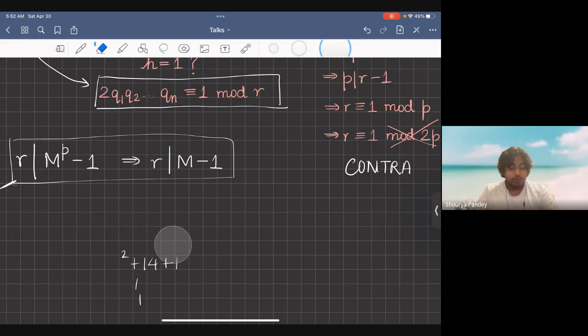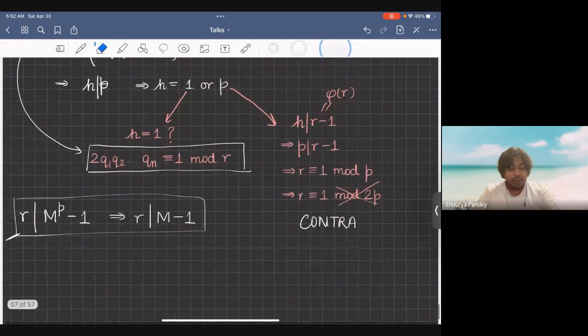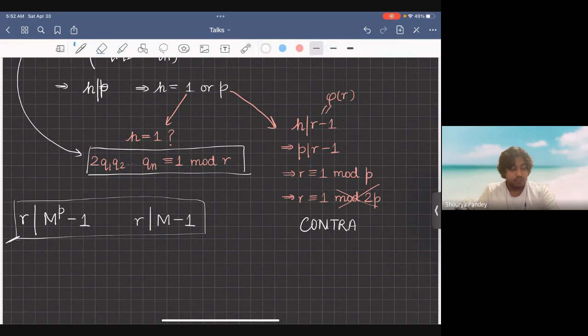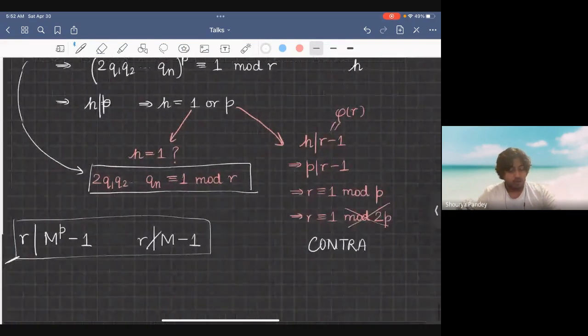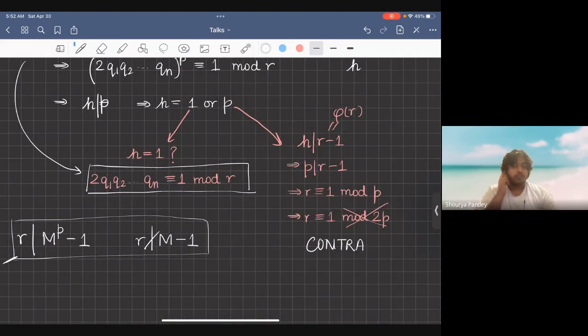So can you do something similar here? All I need is to find an R for which this is true but this is false, so that I have a contradiction. For a contradiction, I need this. So how do you find such an R? Exactly the same method as we did right now.